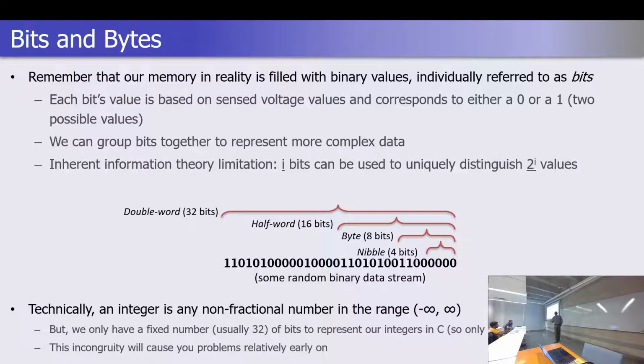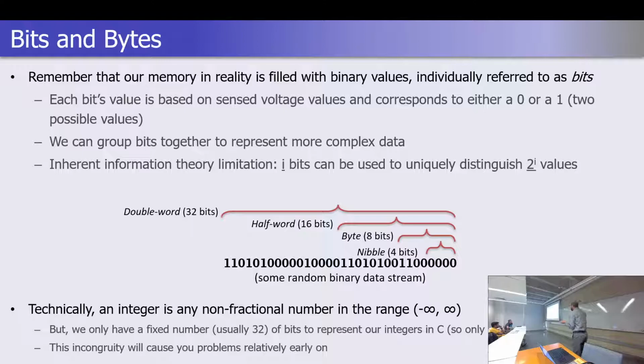Each bit's value from a physical perspective is based on some sensed voltage value in those SRAM transistor cells, or in whatever technology is being used. And it's a high or a low value, or a 0 or 1. Logically, at least from the programmer's perspective, we have our variables and they're being stored as these 1s and 0s.